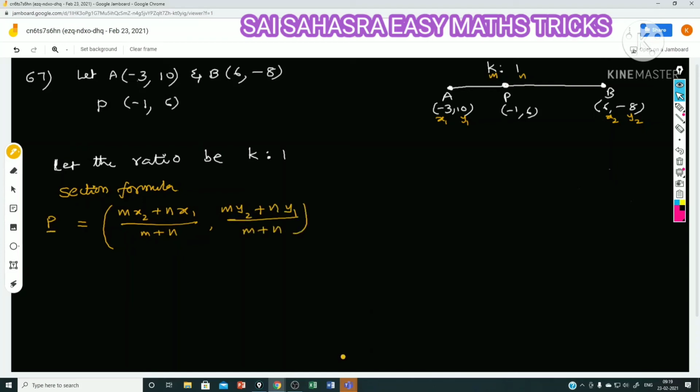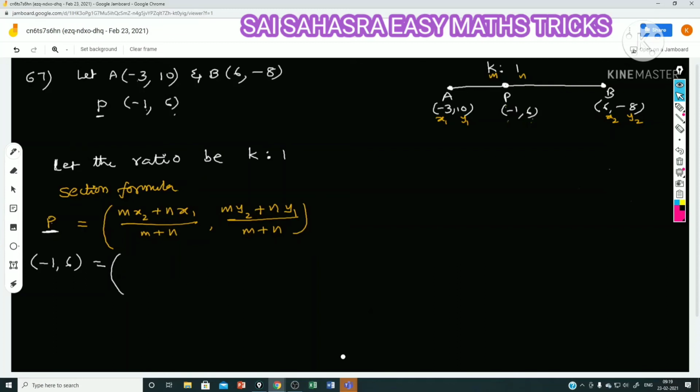Here you can observe P. P is already given as minus 1 comma 6. That is the only change here compared to our previous question. So instead of p, I can write minus 1 comma 6. Be very careful with this p substitution. Anyway, p point we know, that's why instead of p, I am writing minus 1 comma 6.